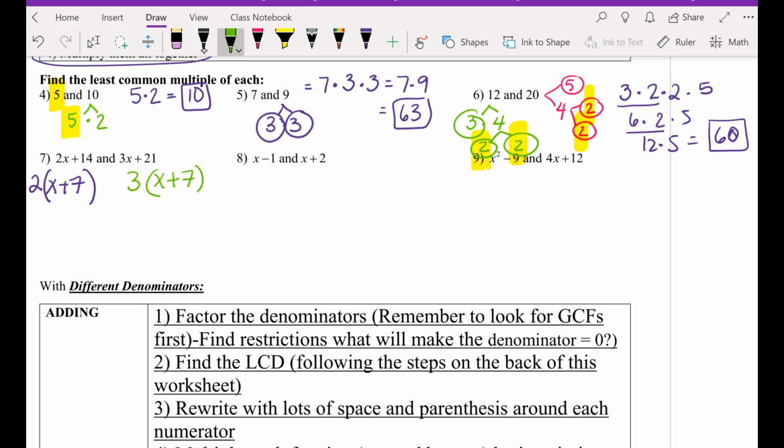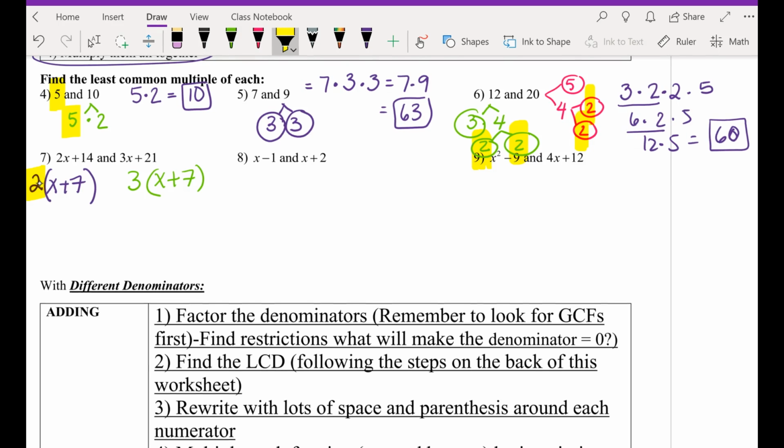Class, is that it? Is that all we can go? Yes, that means each of those is now a prime. So first prime is 2. Should we take that? Yes, we're going to use it. Next, is x plus 7 also a prime? That means you can't factor anymore. Yes. Can we take it? Yes, we take it. Is 3 a prime? Yeah, we take it.